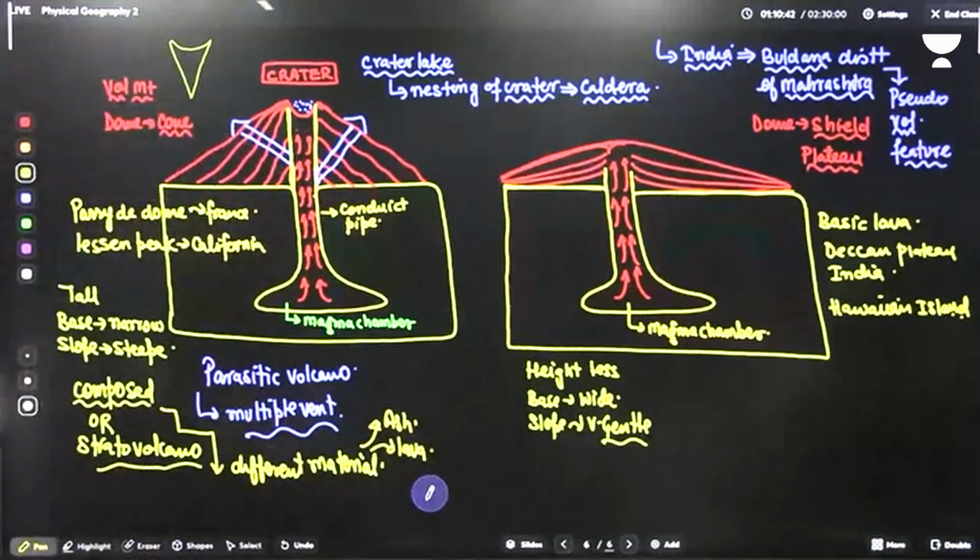Am I clear with this? यहाँ तक समझ आ रहा है? Shall I move to the next part? Now, generally, if they ask you where composite volcanoes are seen, in acidic lava eruption or basic lava eruption? Acidic lava eruptions. Is it clear? There will be alternate layers of lava and ash in a mixture form. Hope it is clear. समझ आ रहा है यहाँ तक? Okay.